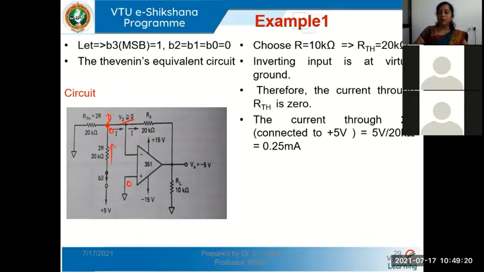Current will flow in this direction because this point is connected to plus 5. B3 is connected to plus 5. So what would be the value of this current I? 5 minus 0 divided by 20K. The value of the resistance here is 20K. This will become 5 by 20K, which results in 0.25 milliamps.